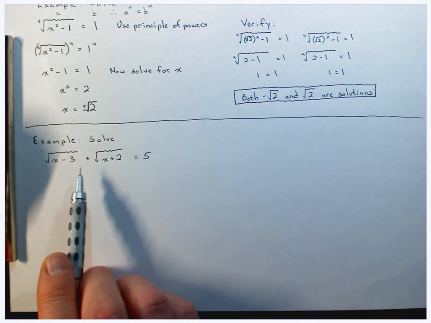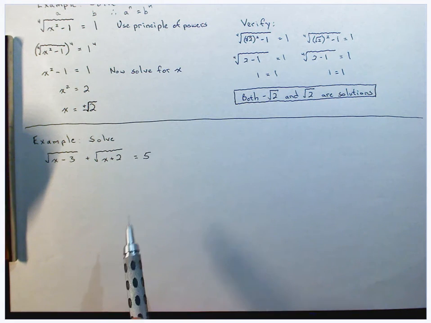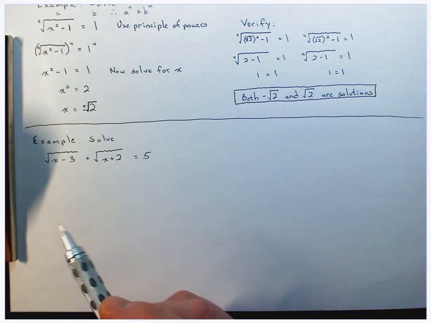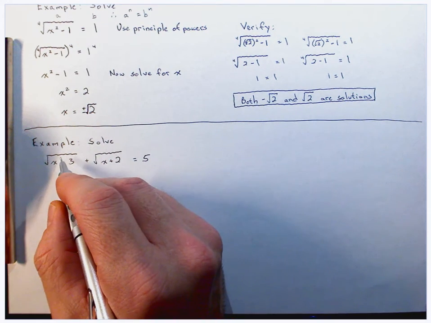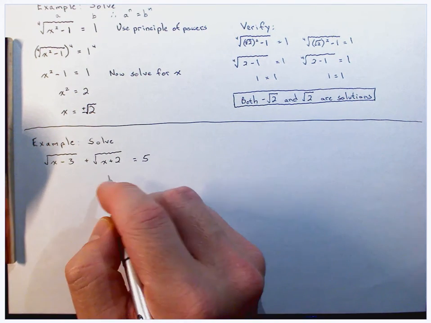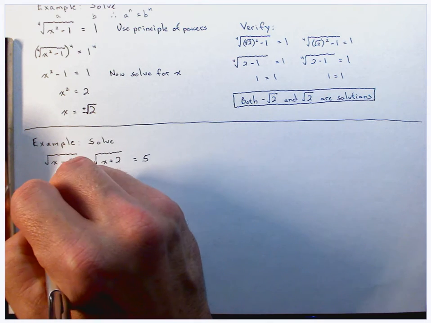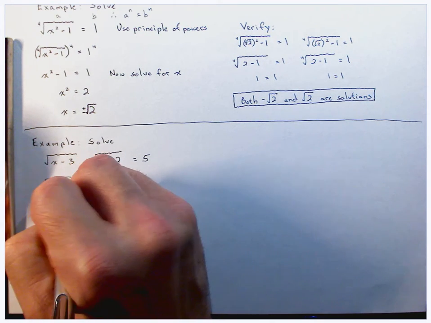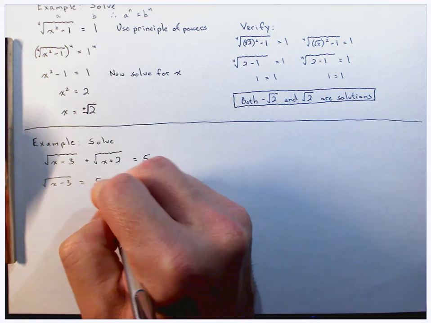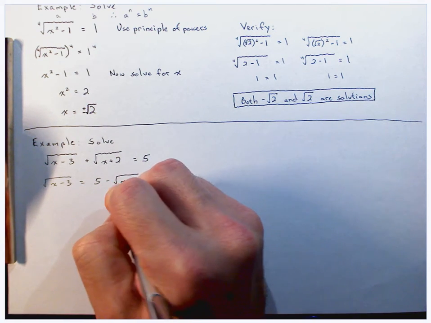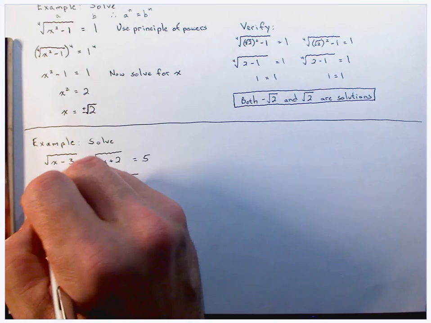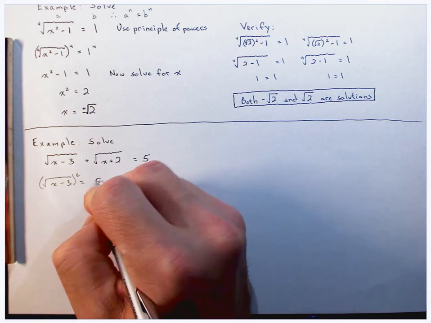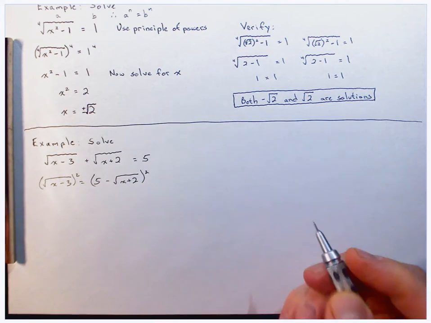But for showing y'all the simplest way to work it, I'm going to rewrite my equation. I'm going to get these radicals apart, and I'm going to try to only deal with one radical at a time. So I'm going to have the square root of x minus 3 equal to 5 minus the square root of x plus 2. We'll use the principle of powers and square both sides. I'm going to square that, and I'm going to square that.